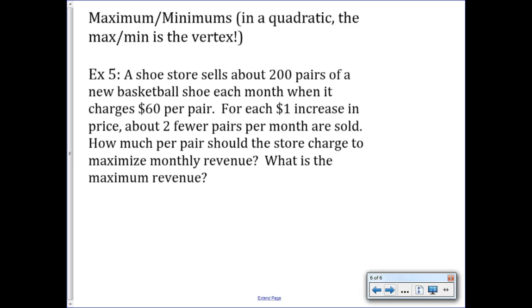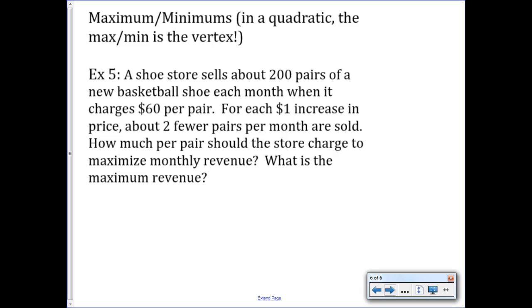Example 5 says, a shoe store sells about 200 pairs of a new basketball shoe each month when it charges $60 per pair. Each dollar increase in price, about 2 fewer pairs per month are sold. How much per pair should the store charge to maximize monthly revenue? What is the maximum revenue?